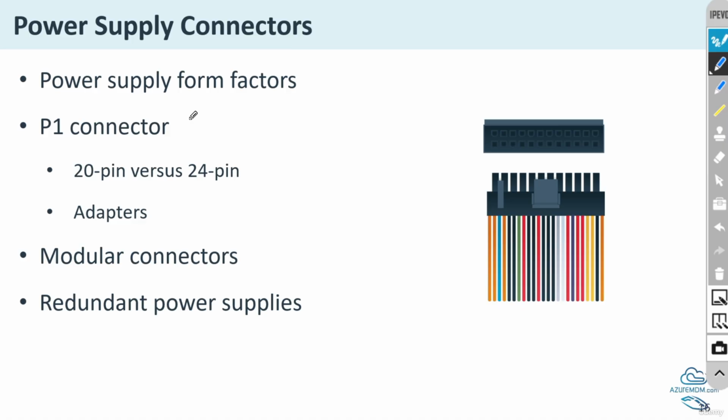Now let's understand the power supply form factors. Power supply form factors are standard sizes and shapes, for example, ATX and SFX. The main connector is the main motherboard power plug. 20 pin versus 24 pin: the 20 pin is older versus the newer motherboard power. Adapters convert one plug to another. A modular connector is a detachable cable for neatness. Redundant power supplies work as a backup to the PSU for reliability.